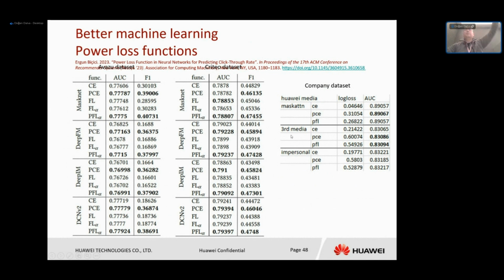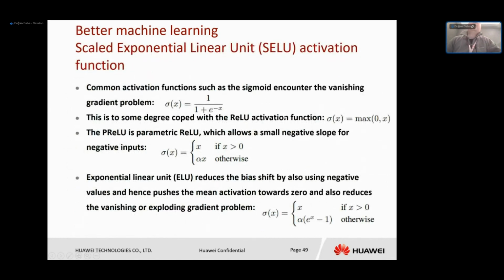Another technique that we use is the scaled exponential linear unit activation function. The common activation function used is the sigmoid, and this leads to the vanishing gradient problem. With deep neural networks, the gradient becomes smaller and smaller, which doesn't affect the weights in deep parts of the network. To prevent the vanishing gradient problem, the activation function is changed to ReLU, which takes the maximum of input x and 0.